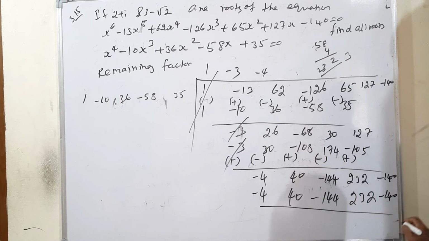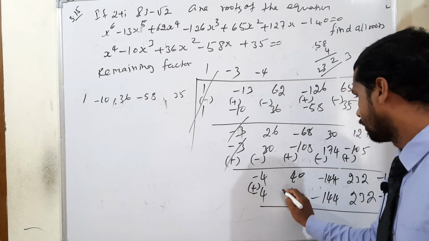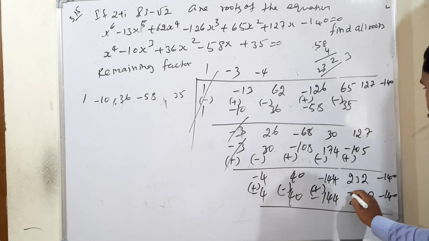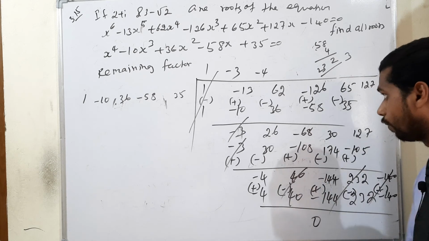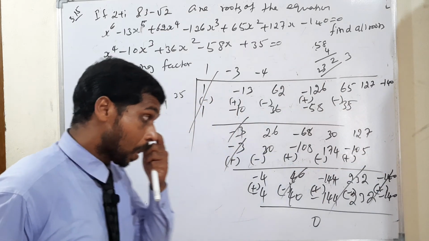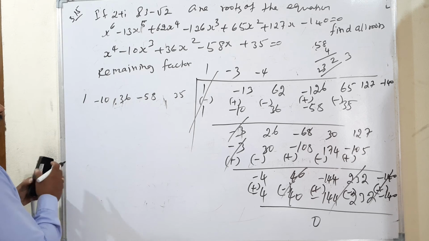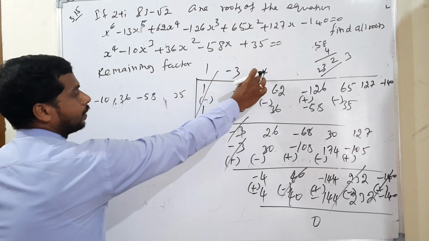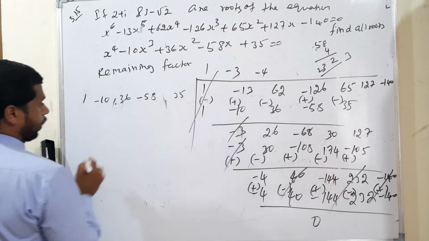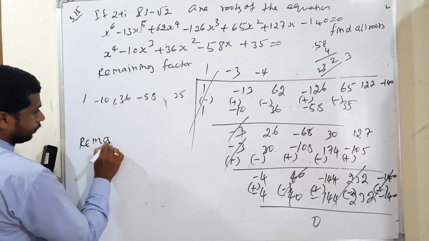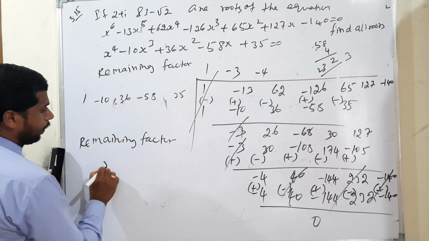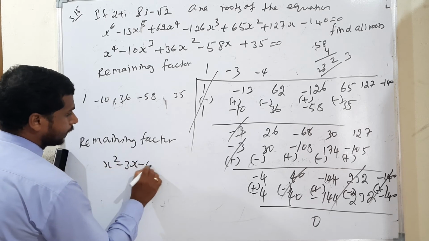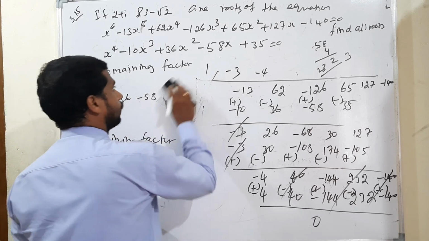Now totally it will be 0. Look at there, the signs change: plus, minus, plus, minus, plus. Totally everything will be 0. Therefore, the remaining factor, this is starting with constant x square. Remaining factor: x square minus 3x minus 4 is equal to 0.